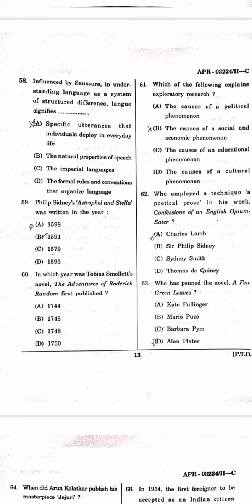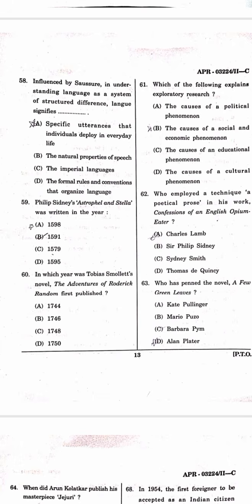Question number 60. In which year was Tobias Smollett's novel The Adventures of Roderick Random first published? And the correct option is 1748. Question number 61. Which of the following explains exploratory research? And the correct option is option B, the causes of a social and economic phenomenon. Question number 62. Who employed a technique, a poetical prose, in his work Confessions of an English Opium Eater? This is a work which is written by Thomas de Quincey.